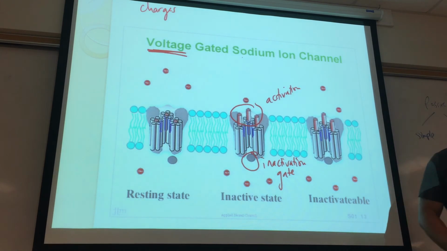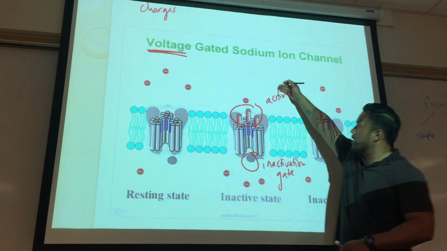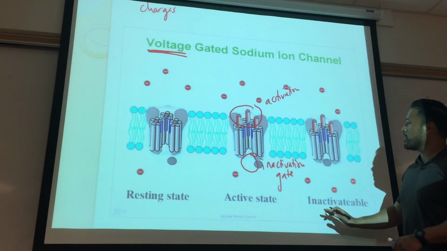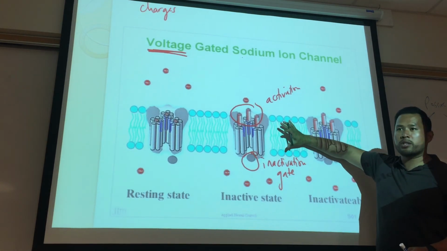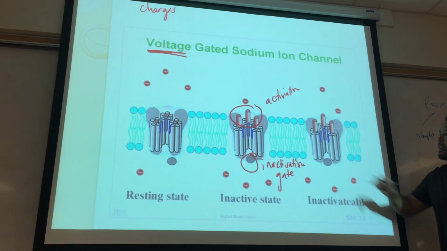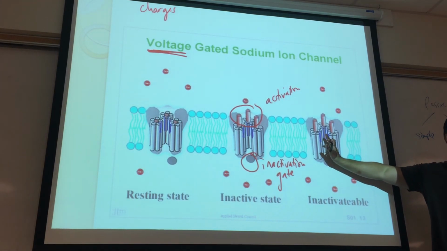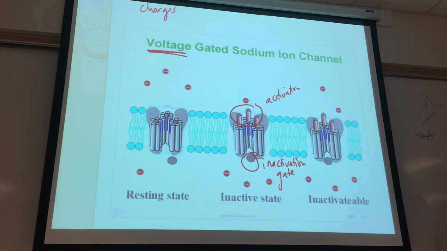And as long as that inactivation gate is open, you're going to get ions to move through. Eventually, once the ions are moving through, that causes a change in the voltage that results in the inactivation gate closing, which prevents things from moving through. That might not make sense now. I can tell by some of your faces you're like, what is he talking about? That's okay. We're going to revisit this in the neurophysiology lecture.